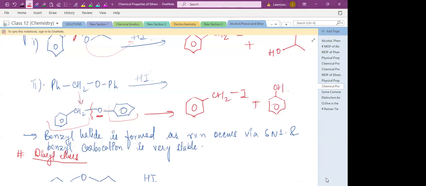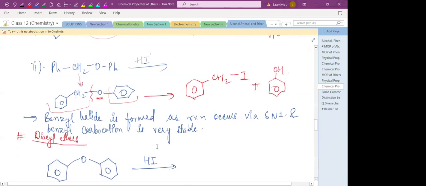Yes, ma'am. So benzyl halide is formed as the reaction occurs via SN1, and the benzyl carbocation is very stable, right? So why has the bond been broken from here, this CH2-oxygen? To form the stable carbocation. Benzyl carbocation is the most stable, even more stable than a tertiary carbocation. So just remember this. To form the stable carbocation, the bond will break from here, because it occurs via the SN1 mechanism.